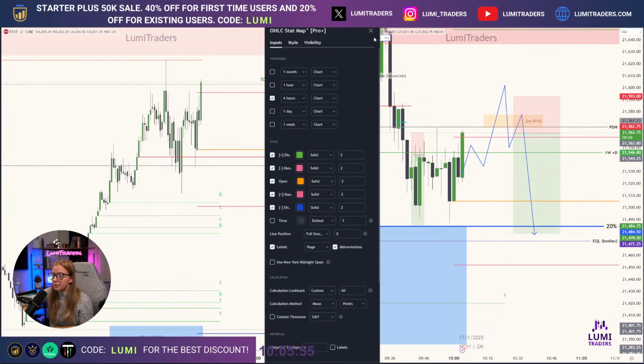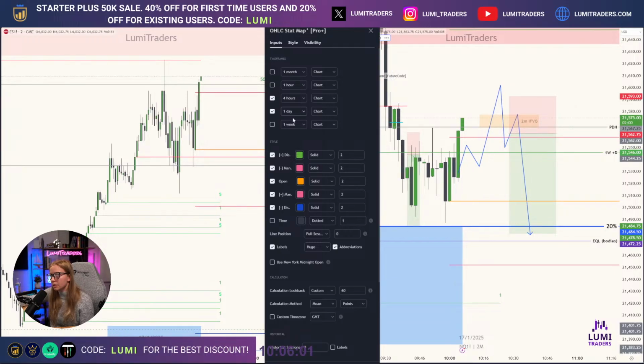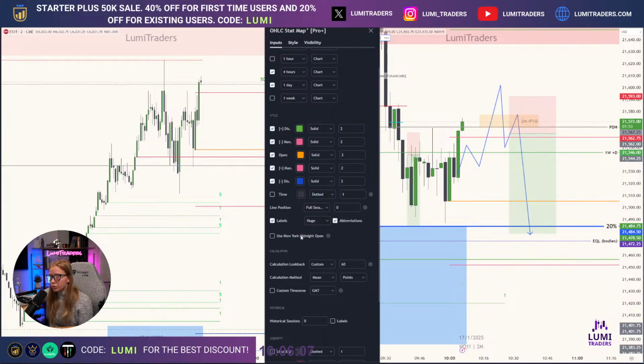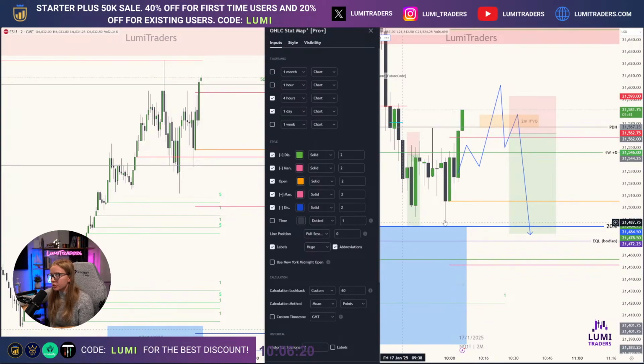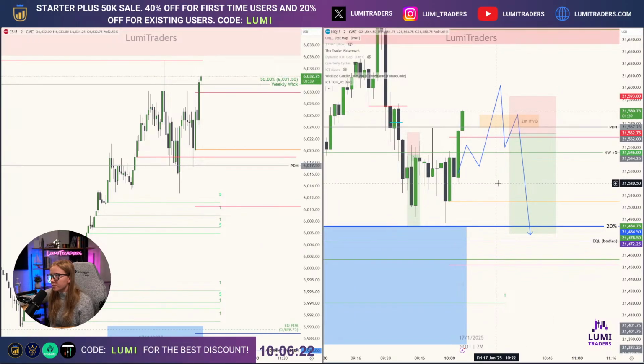Can you show stat map settings? Of course. So every single day I have settings like this, 4-hour, daily. Just my colors right here. You can pick any other colors you like. So I don't use New York midnight open. I'm interested only in the daily candle. So daily open is 6 p.m. And calculation method is min. That's it. Pretty much default settings, right?